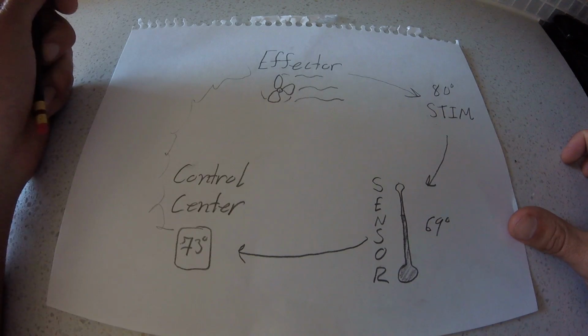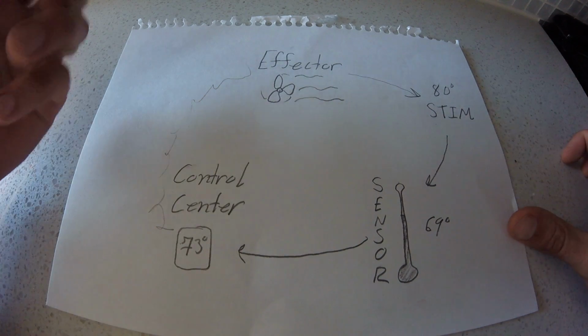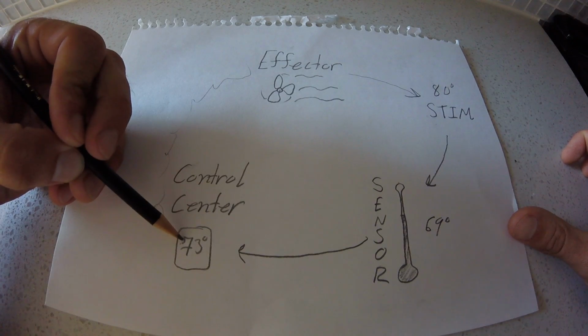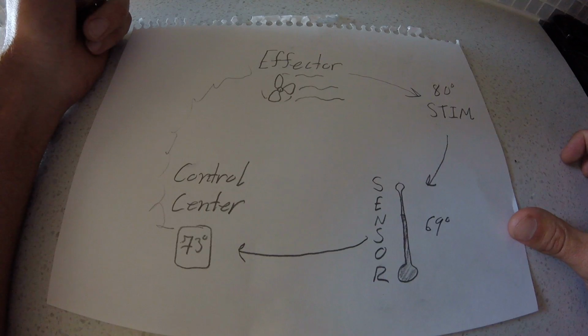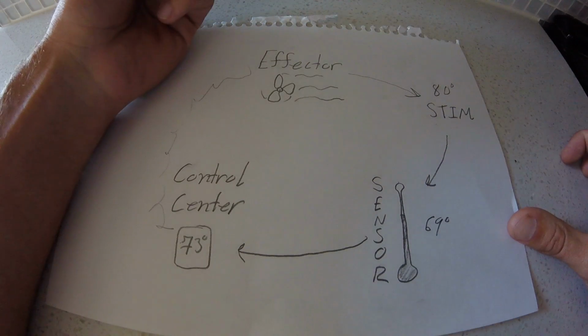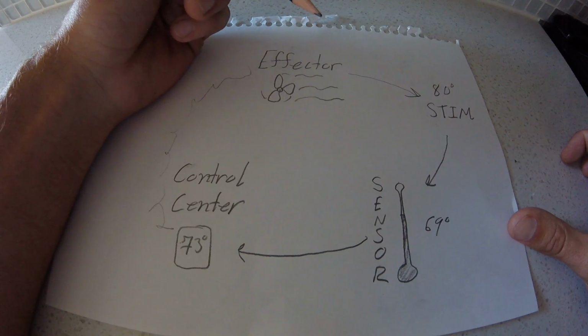An example of that would be, let's say we're in our car, and we set the thermostat to 73 degrees because it's 80 degrees in our car. It's too hot in our car. So the 80 degrees, the excess heat that we don't want, is the stimulus.